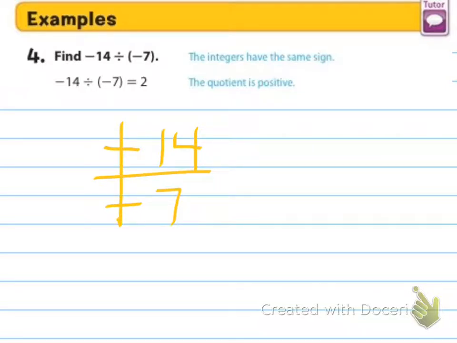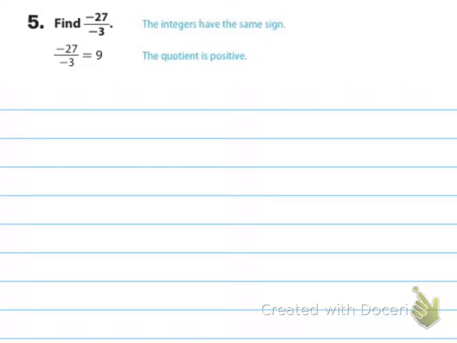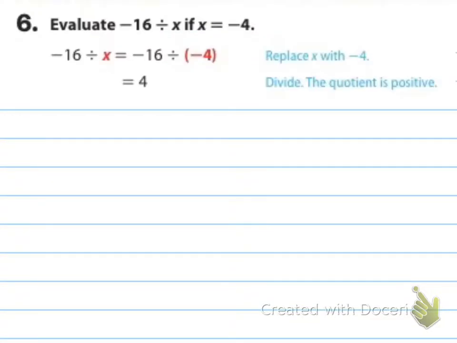Because -1 divided by -1 would be +1. Or how many times does -1 go into -1? One time. So those cancel out, and so you're just left with 14 divided by 7, which is 2. So just wanted to show it like that. Here it is. So -27 divided by -3, we would cancel out the negatives, and it would be 27 divided by 3, which is 9.